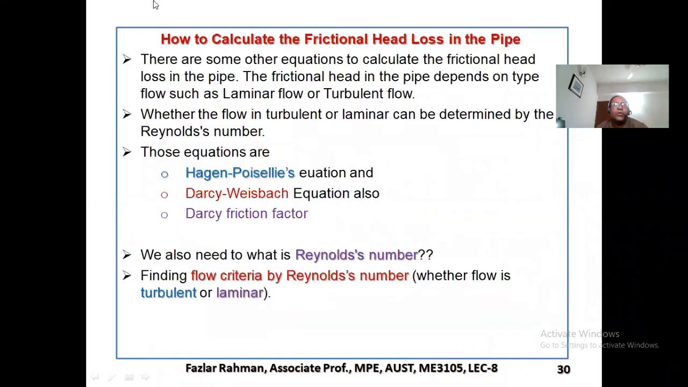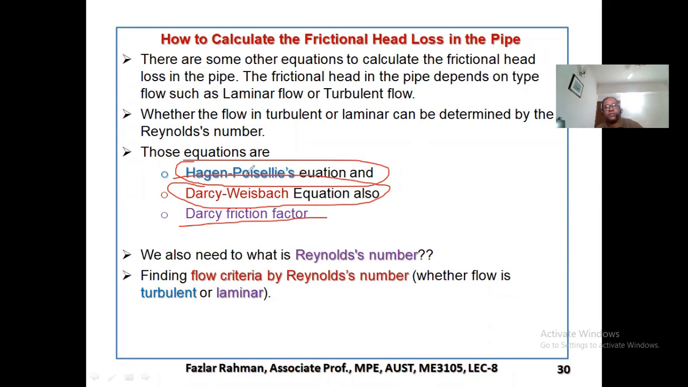Now, how can we calculate this frictional loss? Some scientists derived some equations. Number 1 is the Hagen-Poiseuille equation, then the Darcy-Weisbach equation, then we have the Darcy friction factor. Normally in one semester I derive the Hagen-Poiseuille equation, but due to the limitation of time, I normally give you only the formula and explain it.